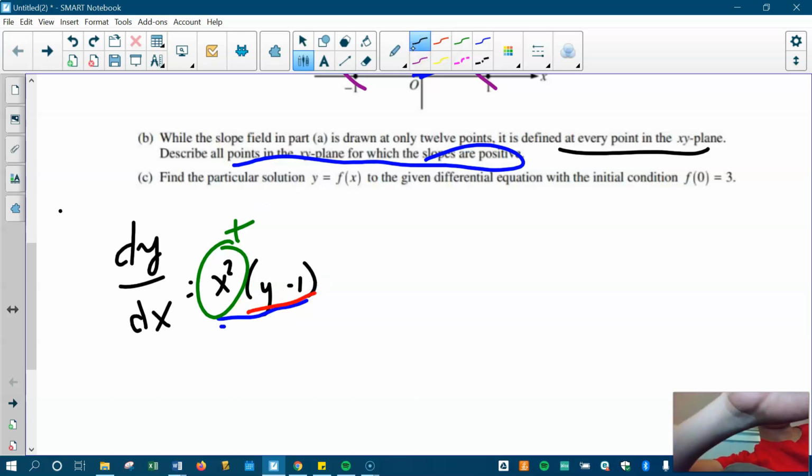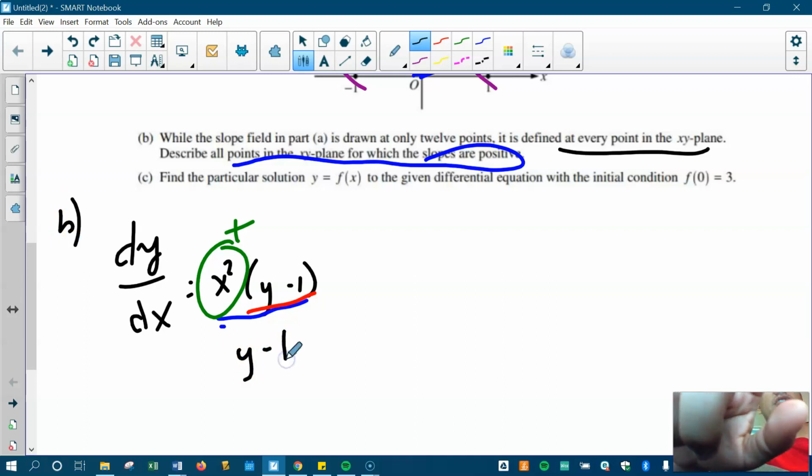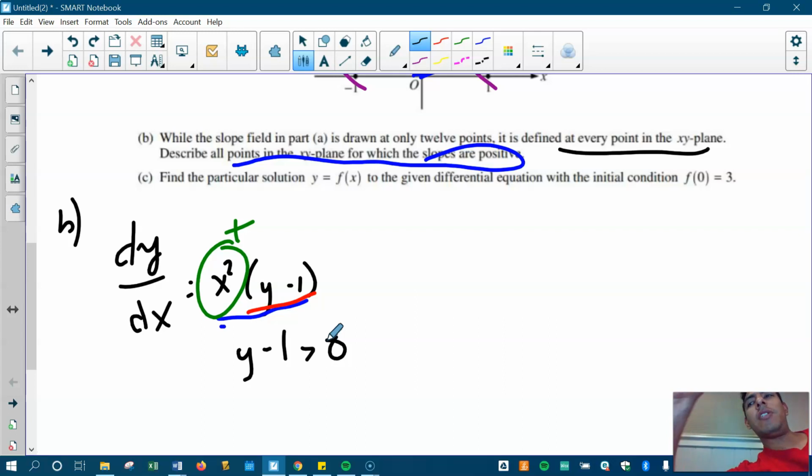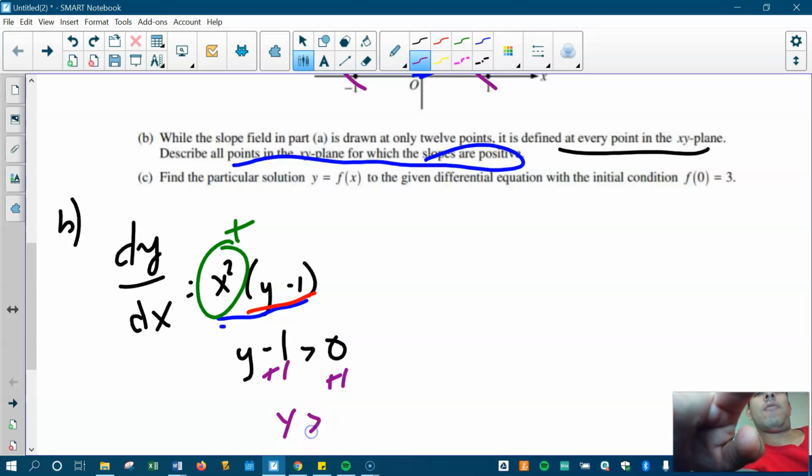And again, this is for part B. So if y minus 1 needs to be positive, we can say y minus 1 needs to be greater than 0. Do you like my hand? The camera is right down here instead of up here, who knows why. But anyway, y minus 1 is positive, which now means that if I add that 1 over, any y value greater than 1 works, and it does not matter what the x value is.